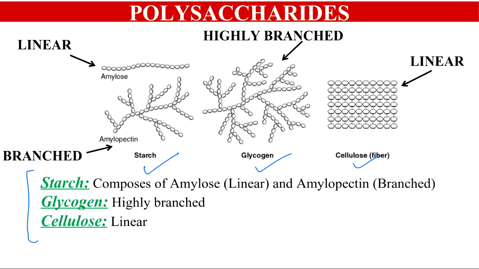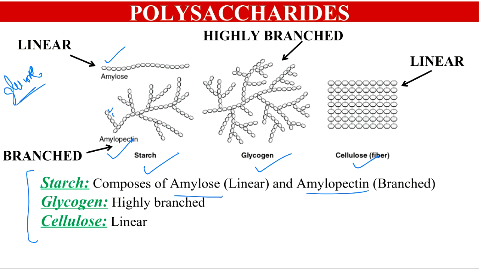If we look at the structure, starch is basically composed of two different molecules. The first one is amylose and the second one is amylopectin, which means that amylose and amylopectin combine together to form starch. Amylose is a linear structure, whereas amylopectin is a branched structure. All these boxes that you can see are nothing but glucose molecules. Okay, so you have to take care of this.